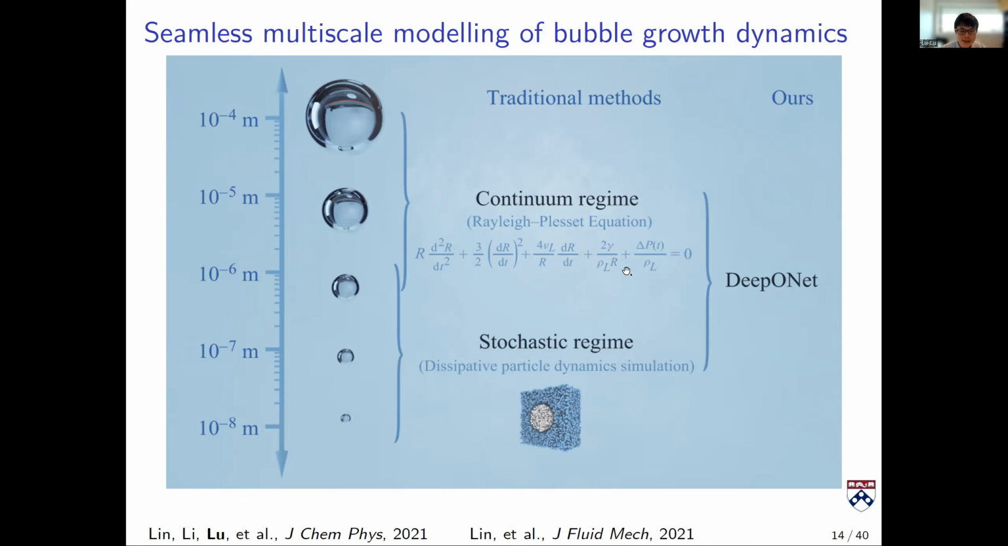When the bubble is large, the relationship between the pressure and the bubble radius can be described by the RP equation. When the bubble is small, the RP equation is not valid, and we have to go to small-scale particle simulation. Here we apply dissipative particle dynamics to simulate the small-scale dynamics. In traditional methods, to combine these two scales we have to design some kind of handshaking method. Here we try to use one DeepONet to learn the dynamics of the bubbles across two scales.